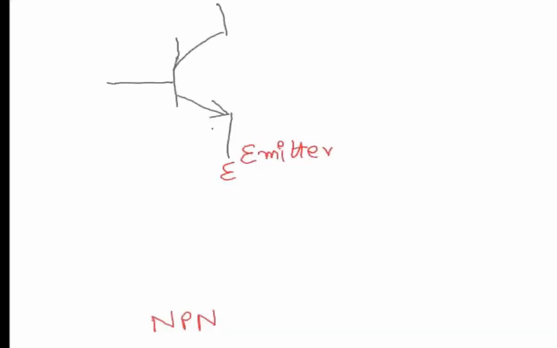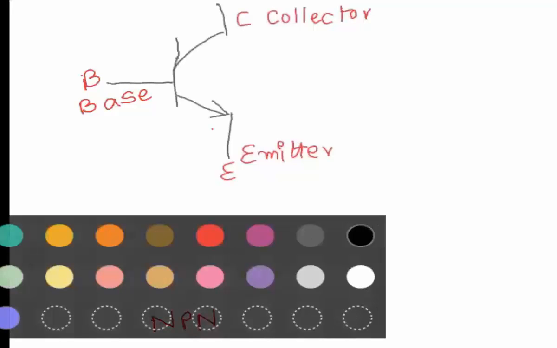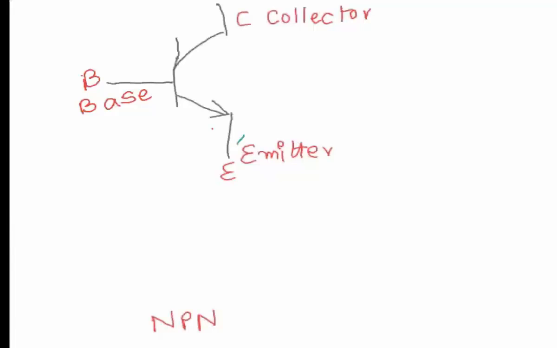Opposite to the emitter is indicated as C, and it's called the collector. And this terminal right here is called the base. So these are the terminal names of a transistor: emitter, base, collector.